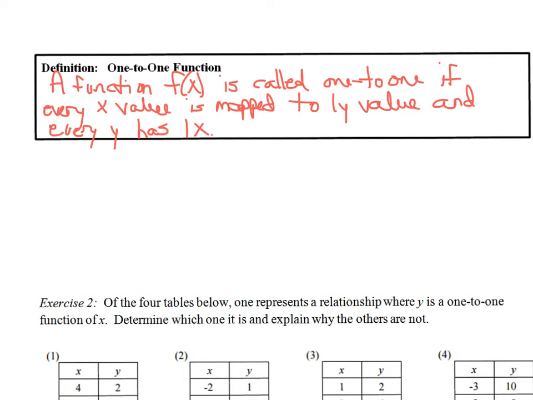Write down this definition and think about how a one-to-one function would look on a graph and in a table. In the next exercise, exercise number 2, we're going to take a look at tables of values and decide when we have functions and when we have one-to-one functions.